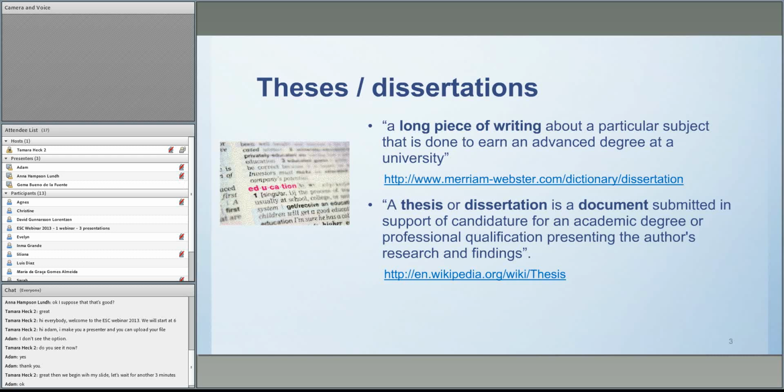You know that these two terms are sometimes used for doctoral dissertations, but in other countries they use thesis, doctoral thesis. So I use both here. But look at the two definitions they put.